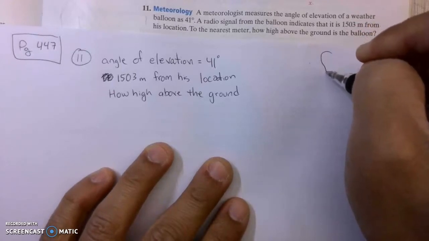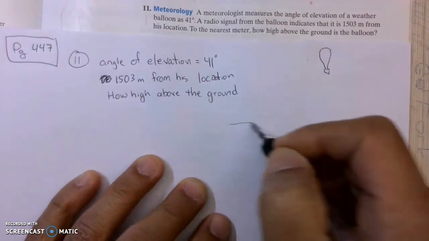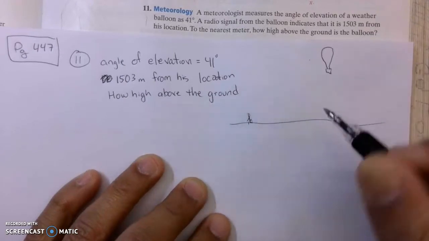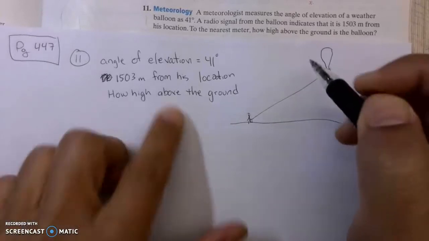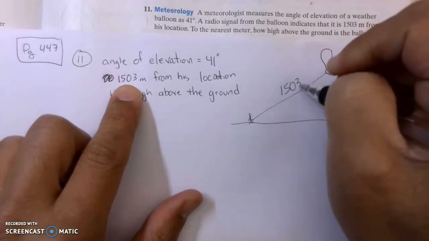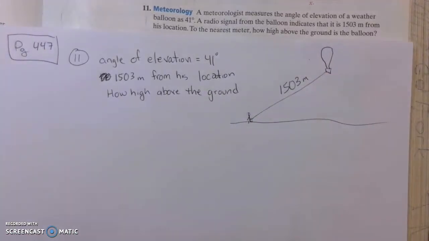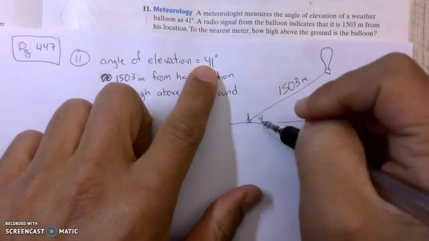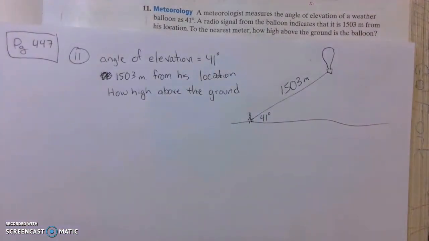the picture. So you've got this weather balloon up here. We're going to assume it's in the sky here, and here's the ground. Here's a guy here. He's got some type of machine that can pick up the location of the balloon, and it picks it up, and it is 1503 meters from the balloon. That's not really a string, it's just a radio signal. Okay, the angle of elevation is 41 degrees, so it picks up the balloon at 41 degrees, and then the question says, how high above the ground?